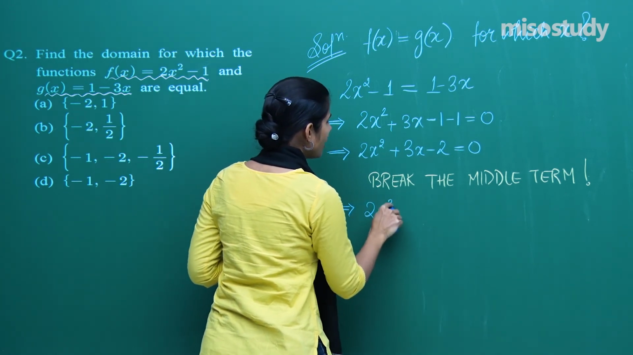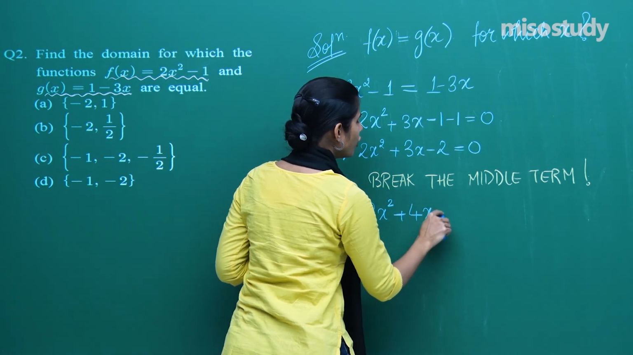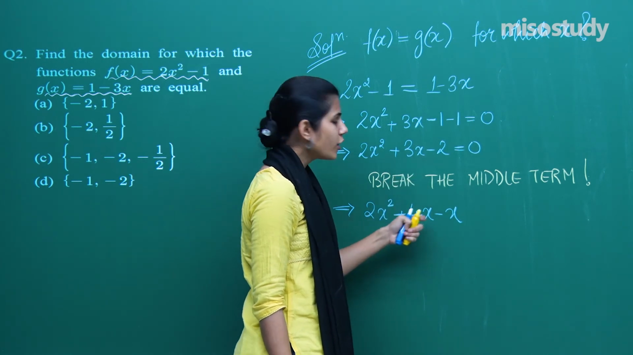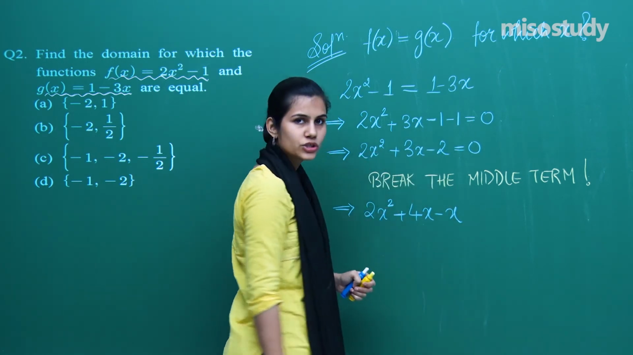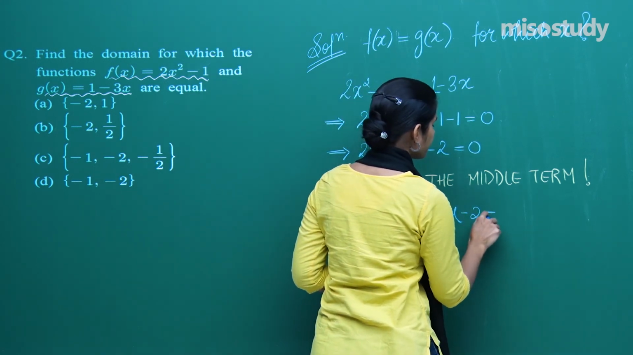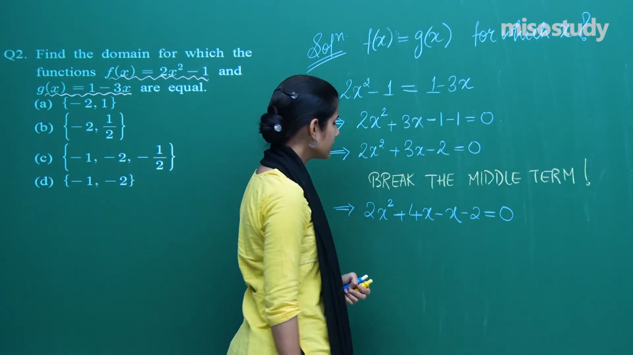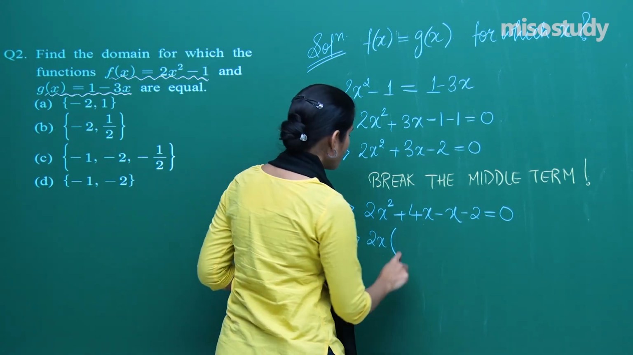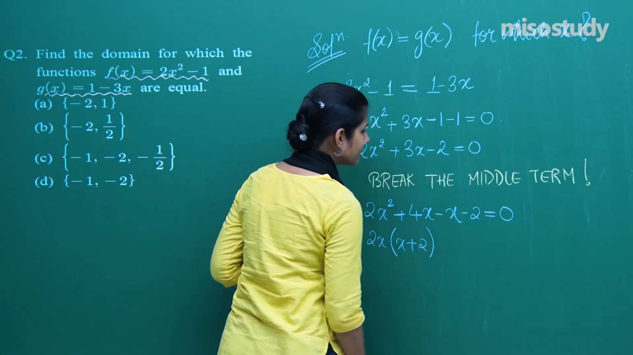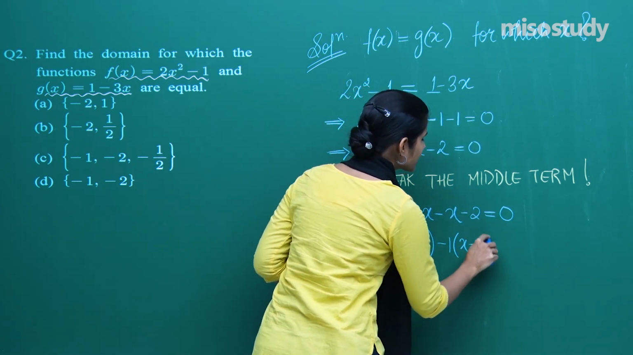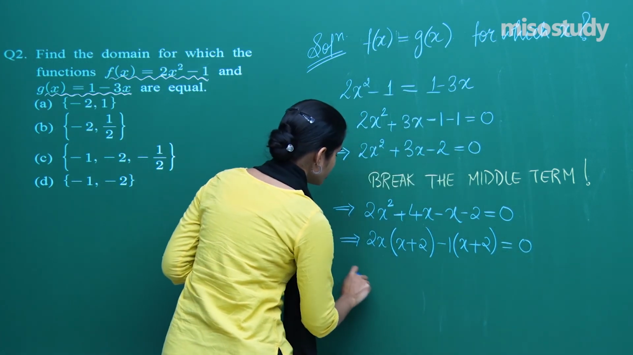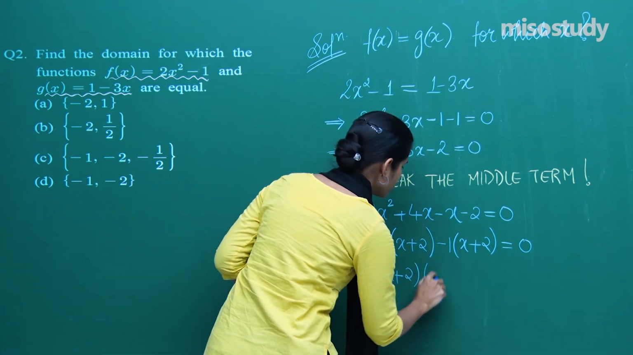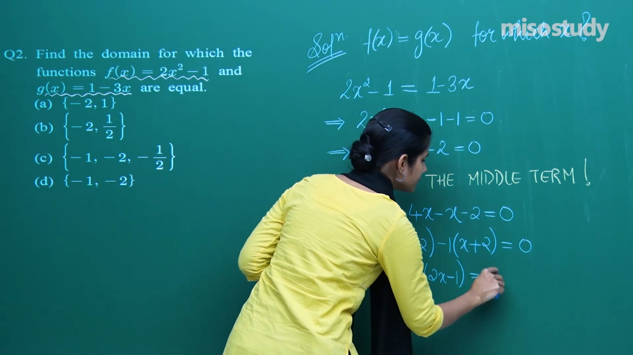This will be 2x square plus 4x minus x. 4x minus x is going to deliver you 3x, and 4 into minus 1 will be minus 4, which you want. So you will have this. And then just take out the common term. 2x comes out to be common. You get x plus 2 inside the bracket minus 1 x plus 2, which becomes, just collect the common terms, x plus 2 and 2x minus 1 left.